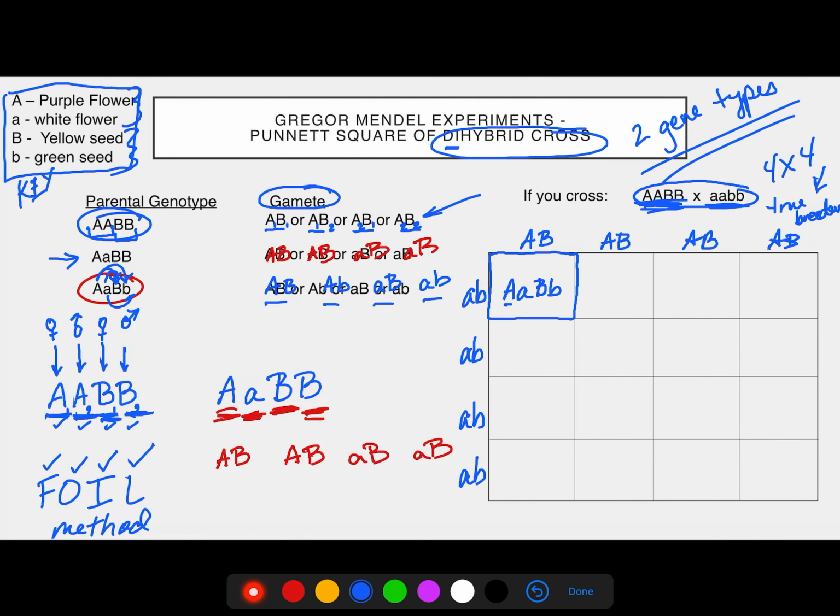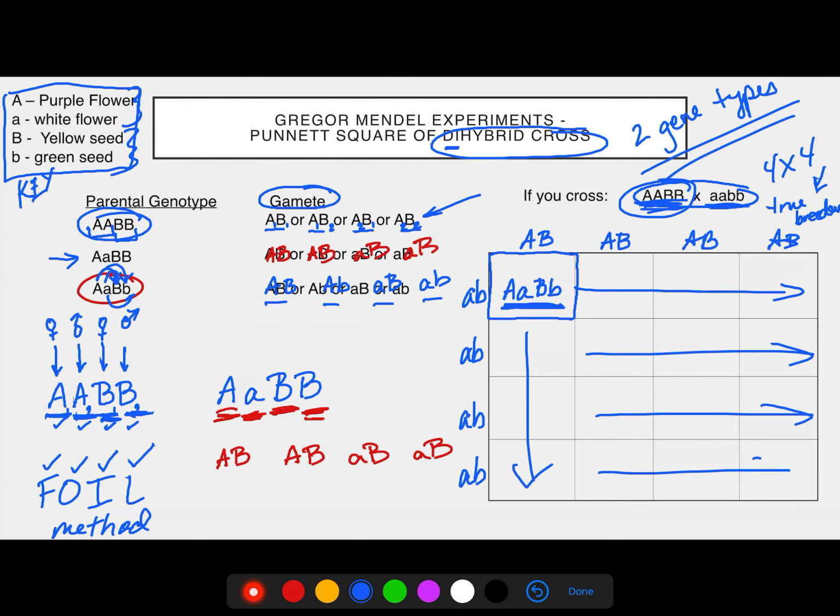It follows the same look and feel of the parents, where the A's are in front and the B's are in the back. Okay, so if you did this for every single offspring in this particular Punnett square, you would realize every single one of them, all the way down, all the way across, are going to be this same genotype. So 100% of your offspring are going to be heterozygous for every type of gene.